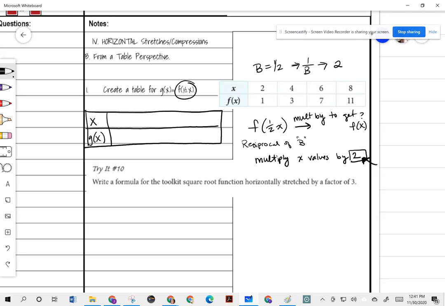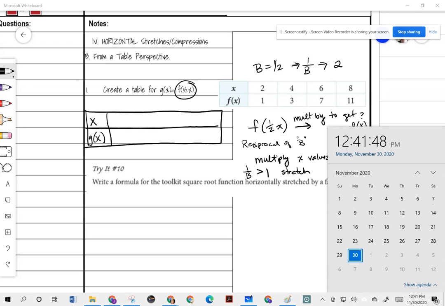Then once you've identified that, you can identify whether it is a stretch or a compression. So if 1 over b is bigger than 1, and in this case our 1 over b is 2, then it's going to end up being a stretch. And so we have a horizontal stretch.